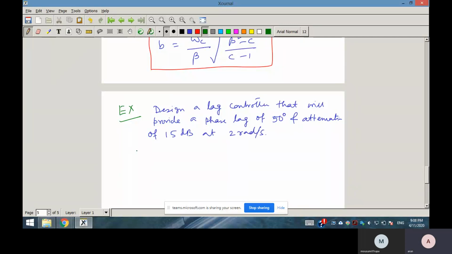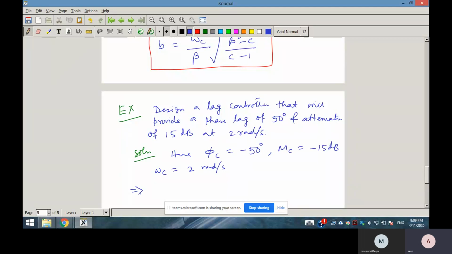So solution. Here, what is your phi c? Phi c is your phase lag, so phase lag of 50 degree. So phi c is negative 50 degree. And what is your Mc? As I said, attenuation of 15 dB means Mc equal to minus 15 dB. And omega c is what? Omega c equal to 2 radian per second.